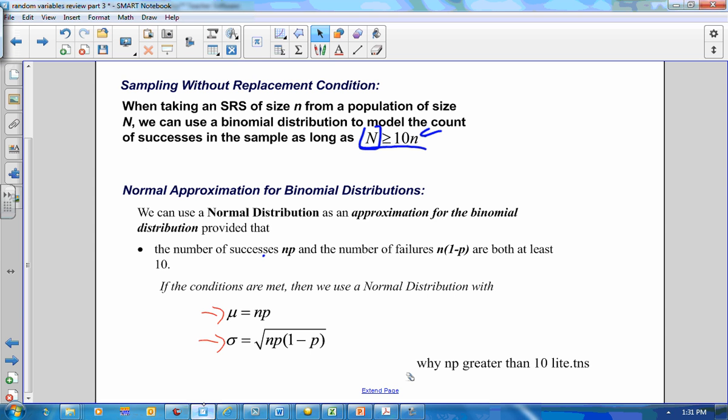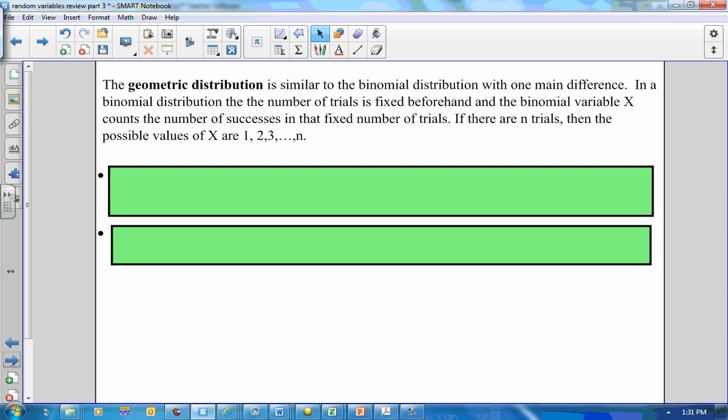All right, so that was just a reminder of why we need that condition, that the successes and failures have to be at least 10, to model a binomial distribution with a normal model. Okay, now we're going to look at the geometric distribution. It's very similar to the binomial distribution. In fact, there's only one main difference.